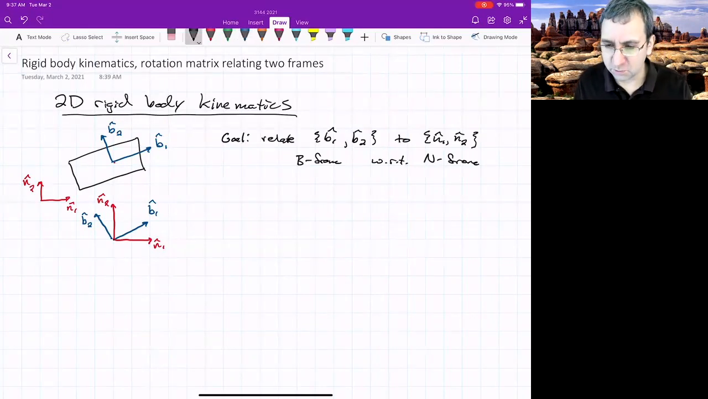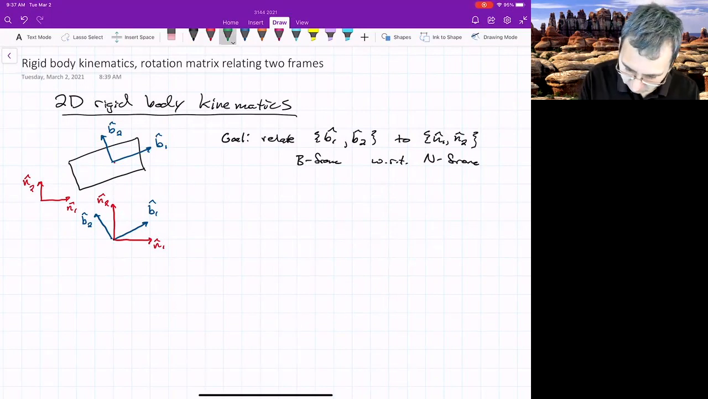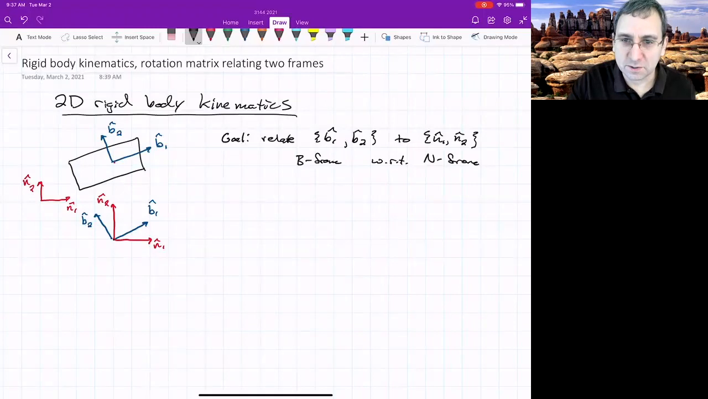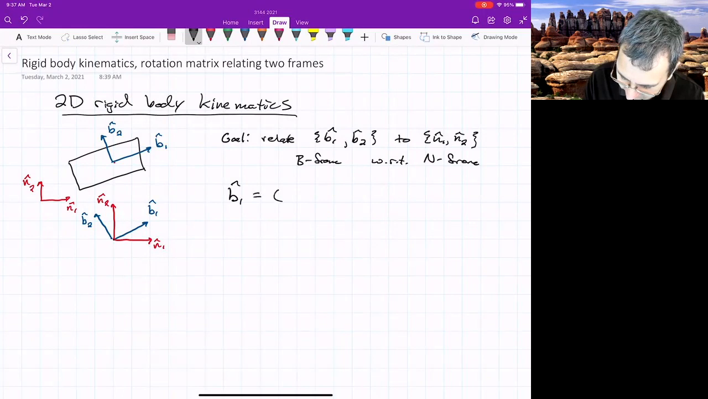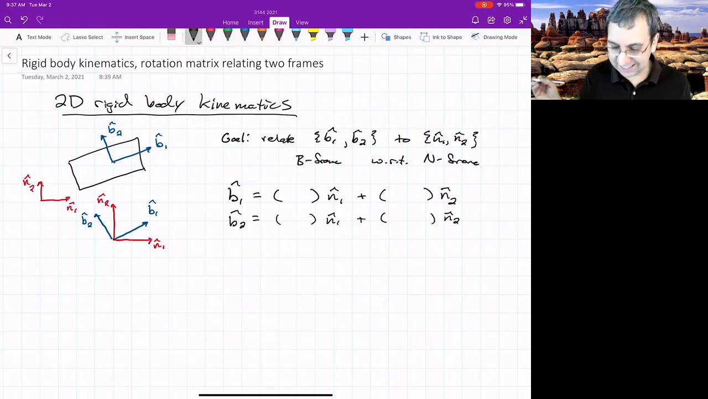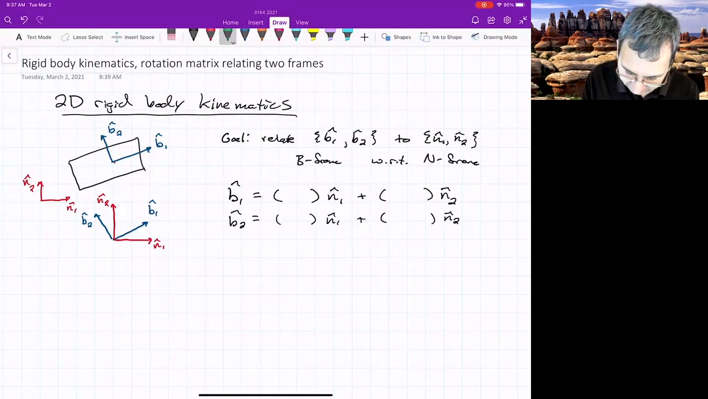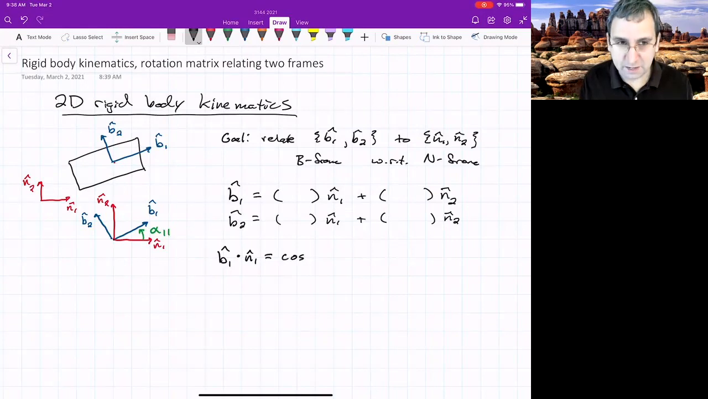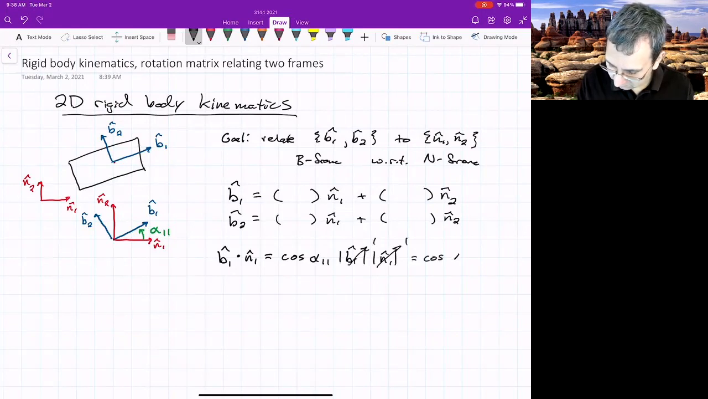The book uses something it calls the direction cosine matrix, which means we write the B and N unit vectors in a particular way. We want to write the B unit vectors as something times N1 plus something times N2, et cetera. And what is that something? Between any two vectors, there's an angle. I'll call it alpha 1, 1, between B1 and N1, and B1 dotted with N1 is the cosine of the angle between them. If you take the dot product of two vectors, you get the cosine of the angle between them times the magnitude of the two vectors. But in this case, because we're talking about unit vectors, these are each just one. So it's cosine alpha 1, 1.